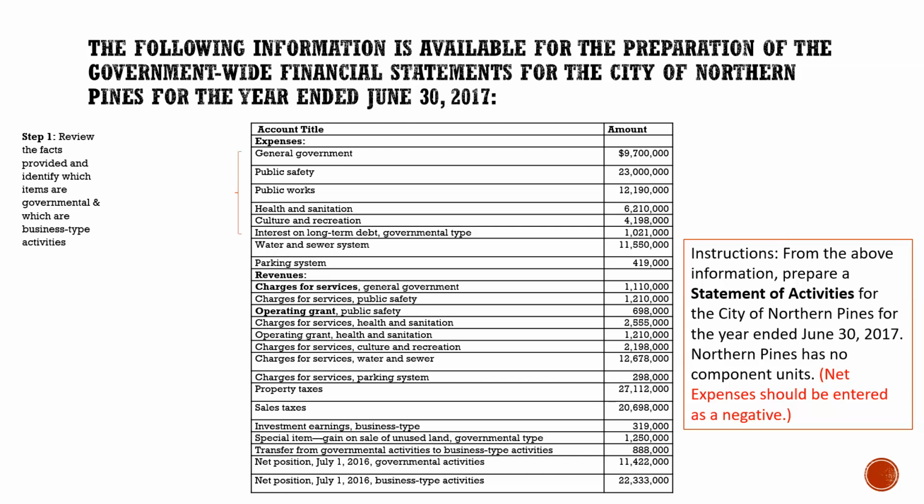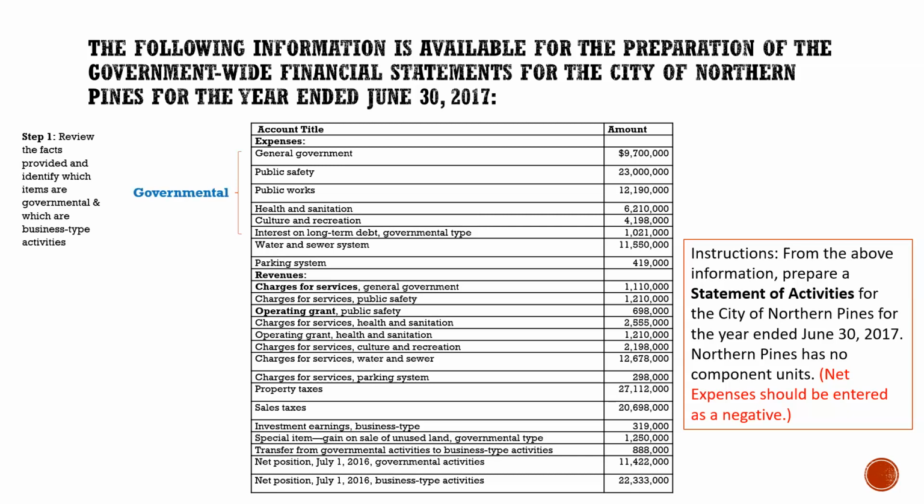Now, this interest on long-term debt, they tell us specifically governmental type. We love it when they do that. It makes it so much easier for us, right? To go, oh my gosh, thank goodness they told us this is a governmental type interest. We can put that in the governmental type category.